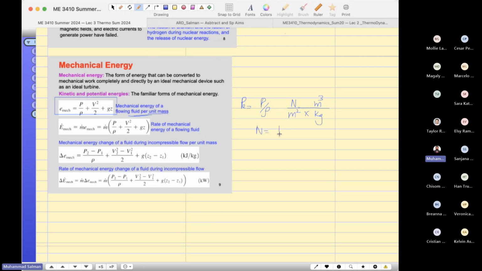Newton, for consistency, is equal to kilogram meter per second square, as you know, force is equal to mass times acceleration. And then we will use the same system. I'm going to replace this Newton by this system. So can I write down like this: kilogram meter per second square divided by meter square, and then multiply by meter cube divided by kilogram. So then the kilogram is cancelled by this kilogram.